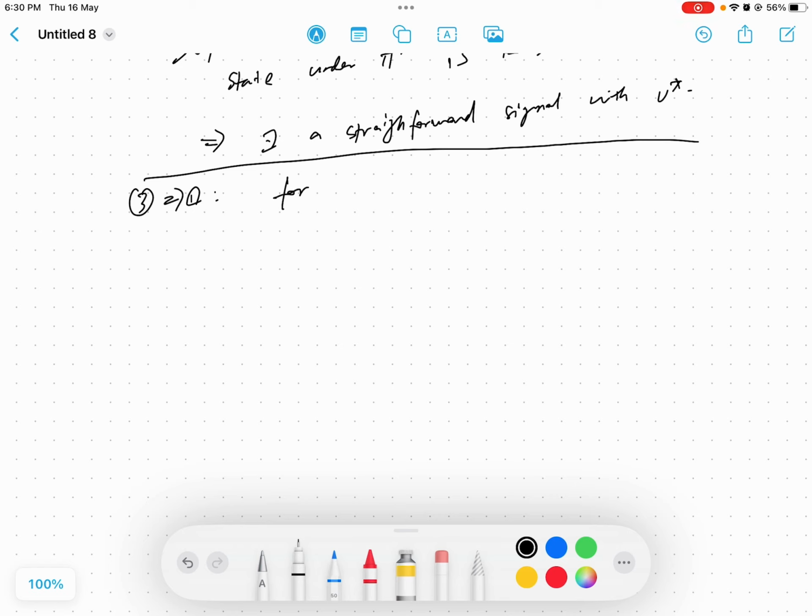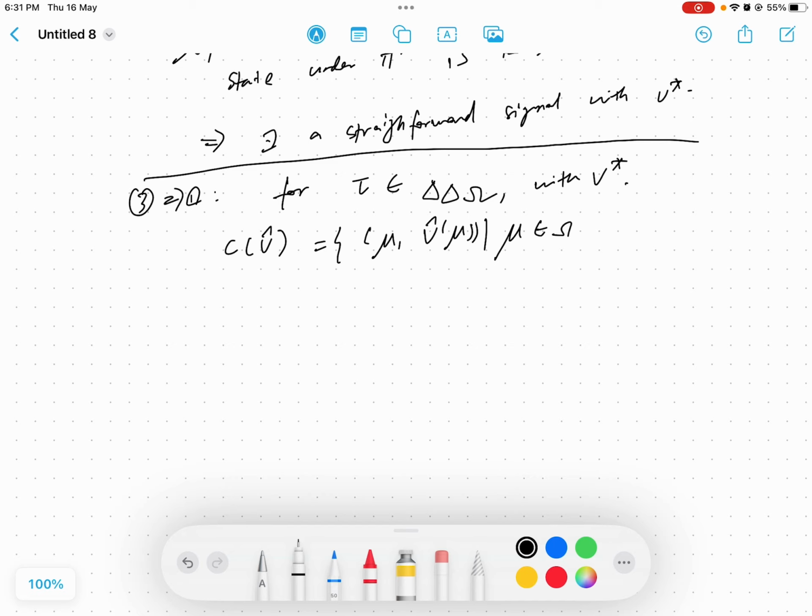So for some tau, which is an element of the delta omega, and with this v star, let's define a set CV hat, which is simply the graph of the posterior and the center's expected utility. Okay, so that's nothing but this: mu, v hat mu. And this mu is, of course, an element of the delta omega.